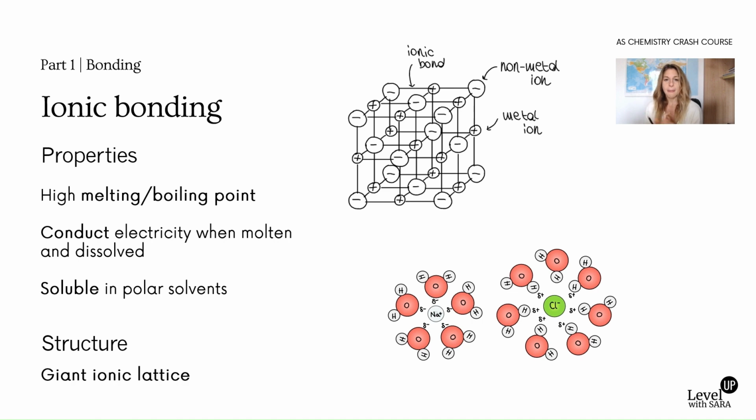They conduct electricity, but only when molten or dissolved. This is to do with the fact that molten and dissolved ionic compounds have free moving ions. Free moving ions means that the charges can move around, so they conduct electricity. The other thing is that they're soluble in polar solvents. We will get to polarity a little bit later, but it's because the positive and negative ions are taken apart when a solvent like water surrounds them. And we will see what this polarity means a bit later.